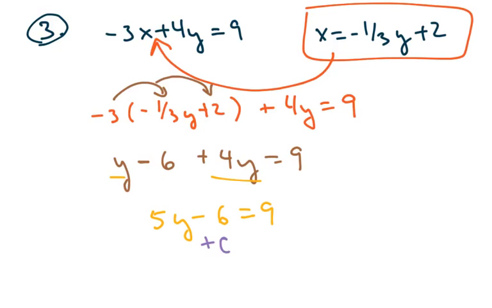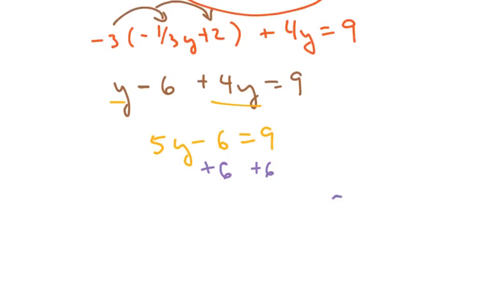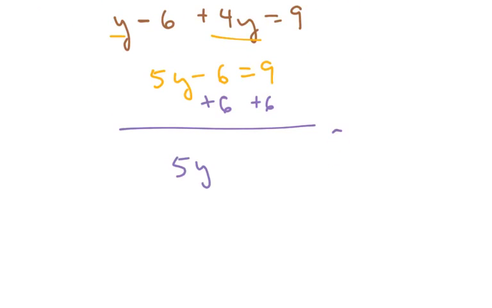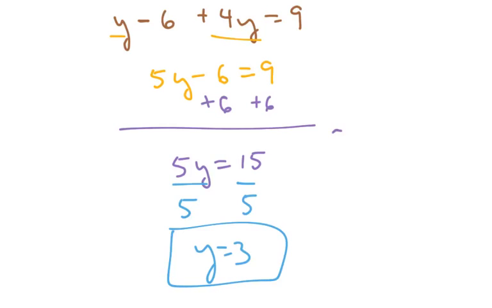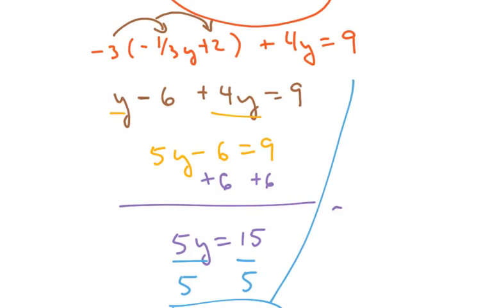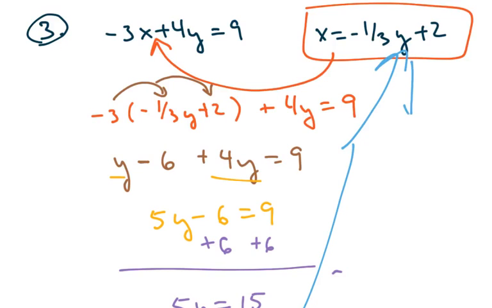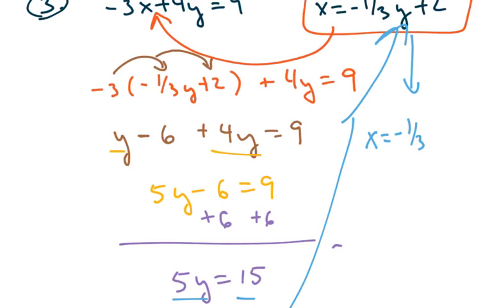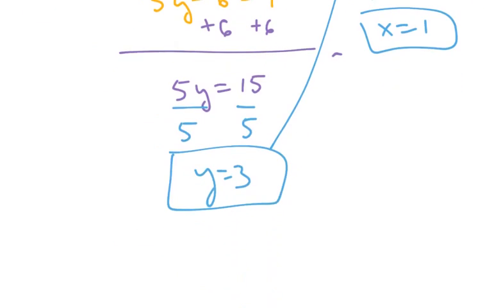We'll move the 6 to the other side. 5y is 15. And divide through by 5. Y is 3. Once more, we take this y value and substitute it back in here, which will give me x equals negative 1/3 times 3 plus 2, which means x equals negative 1 plus 2, which means x is 1. So the answer is going to be 1 comma 3.